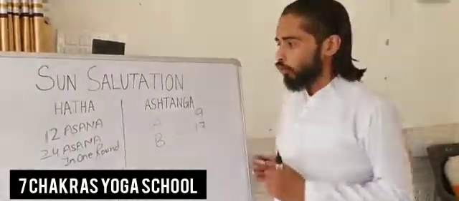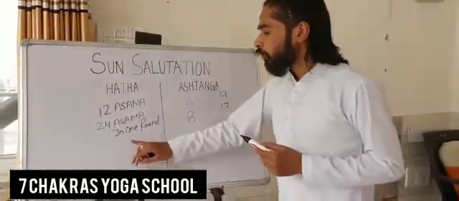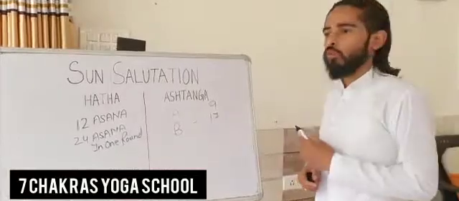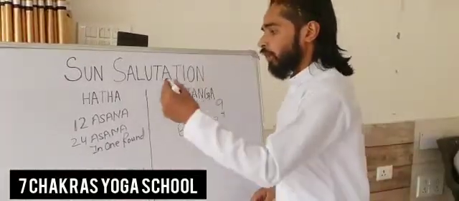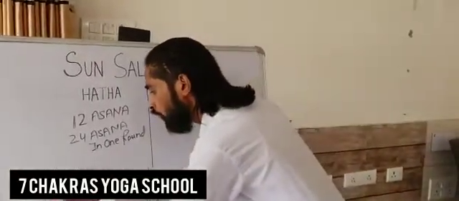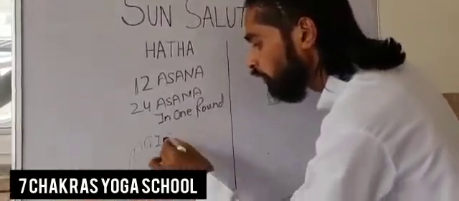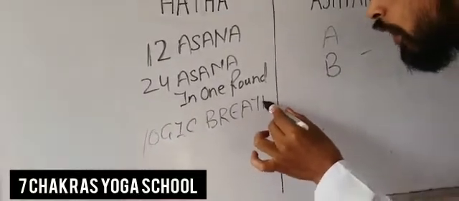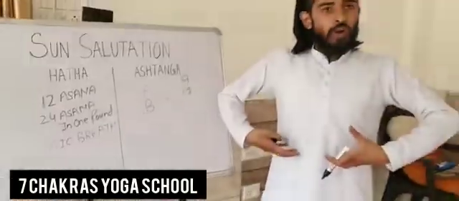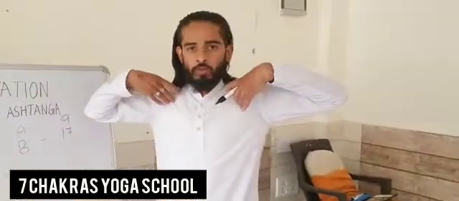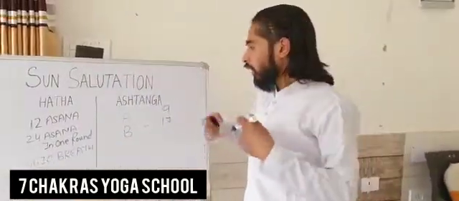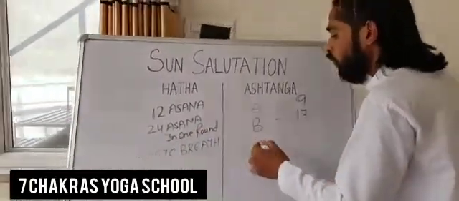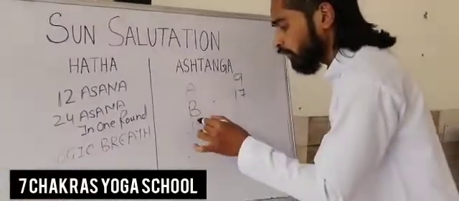Let's talk about a few more differences. In Hatha Sun Salutation we do not jump, but in Ashtanga Sun Salutation we jump for doing the flow. The next difference here, in Hatha Yoga we always use yogic breath. So what does it mean, the yogic breath? Yogic breath means you are using your diaphragm breathing, chest breathing and clavicle breathing. So that's called the yogic breath. And in Ashtanga Yoga, even when practicing the Ashtanga Sun Salutation in an Ashtanga Yoga class, we do Ujjayi breath.